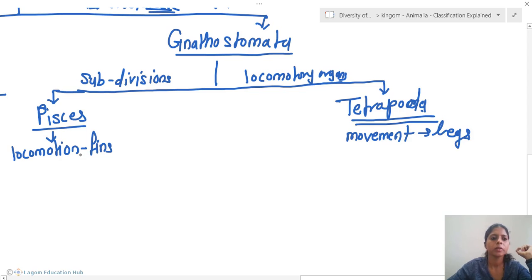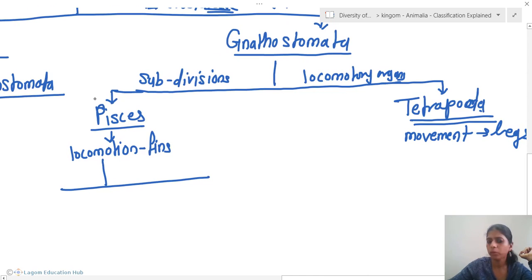Okay. So the subdivision Pisces is further classified into 2 classes. What is the classification? The subdivision is classified into 2 classes. The 2 classes are... Now, to make the classes, endoskeleton is considered. What type of endoskeleton is present in these animals?